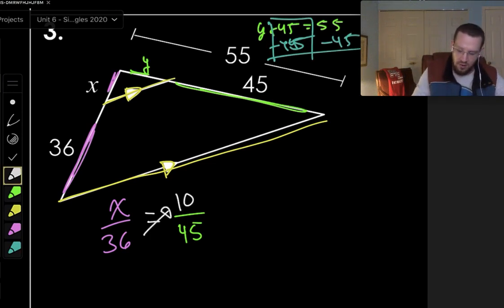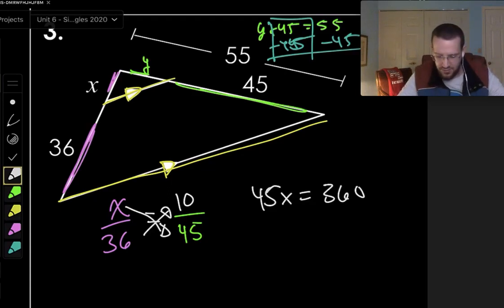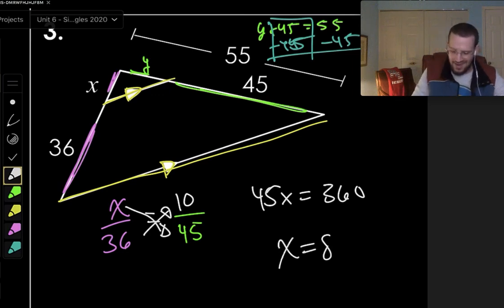And here we can cross multiply. 45x is equal to 360. 9, 4, 8. X is equal to 8.